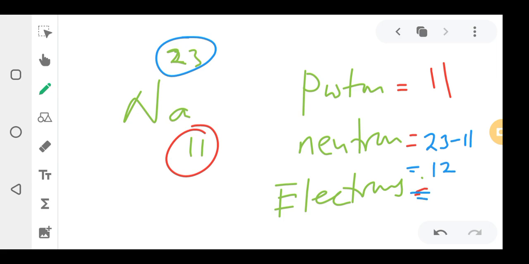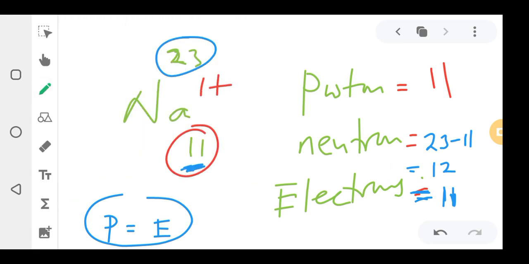What about the electrons? We said protons is always equal to electrons. So there are 11 protons, which means the electrons are 11. But I always look at the charge. Oh, here I didn't put the charge for this one. This one is actually 1 plus. The charge for sodium is 1 plus. So the electrons will be minus 1, so to be 10. You see, that's how you do it.